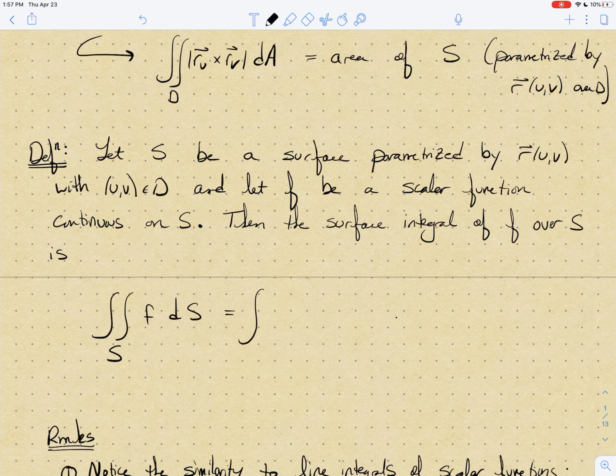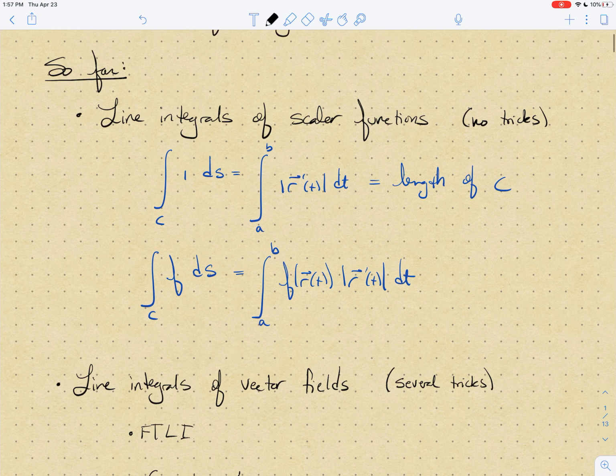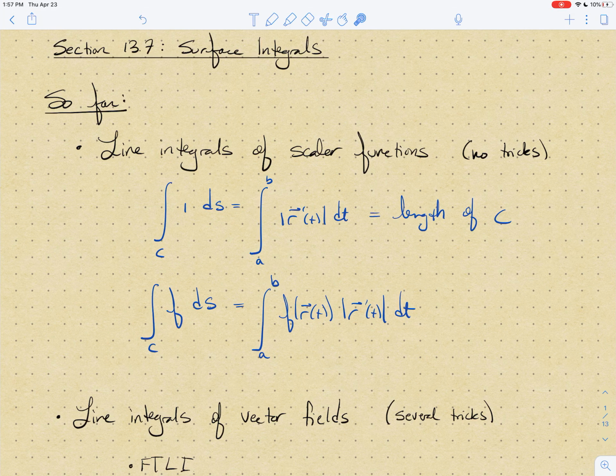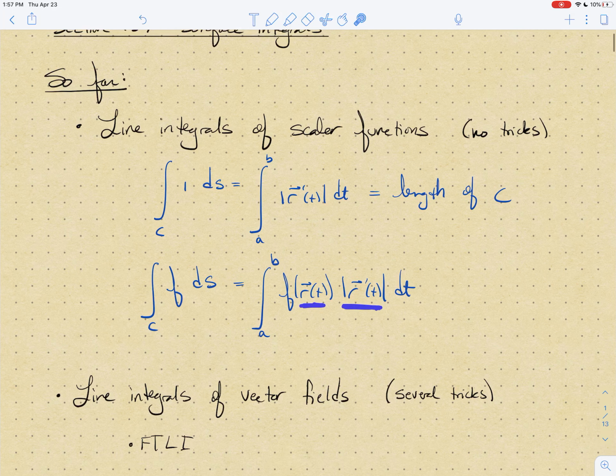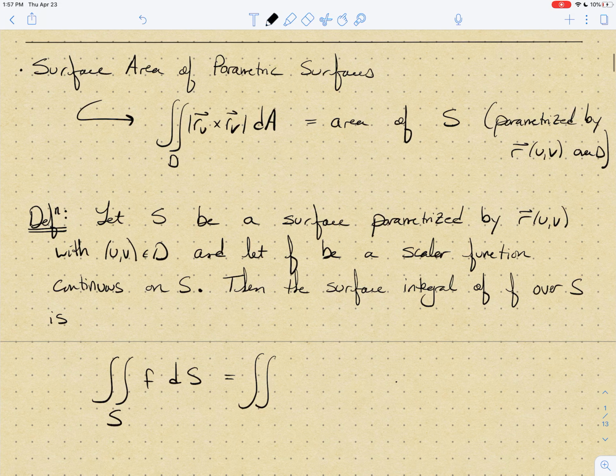This is exactly what you did for line integrals. Look back up here: for line integrals of scalar functions, you plug in the parameterization and multiply by the length of a certain derivative. The same thing here. You plug in your parameterization, so we switch to integrating over our region D, and I look at f of r of u and v. I plug in the parameterization, and I multiply by the length of r partial u cross r partial v dA. So it's a really similar relationship.